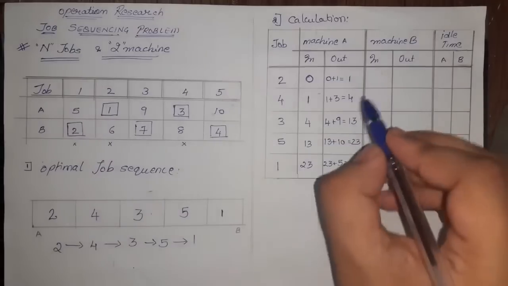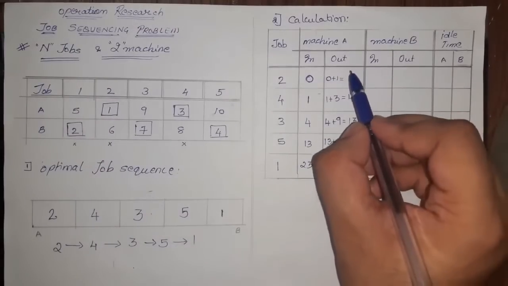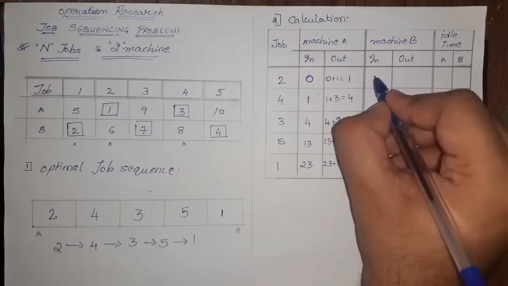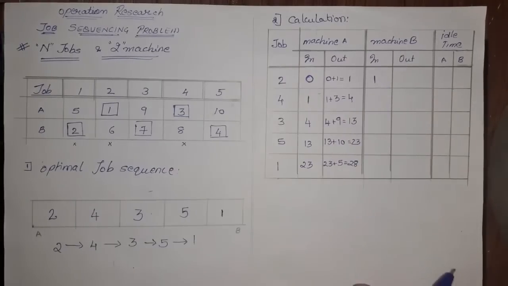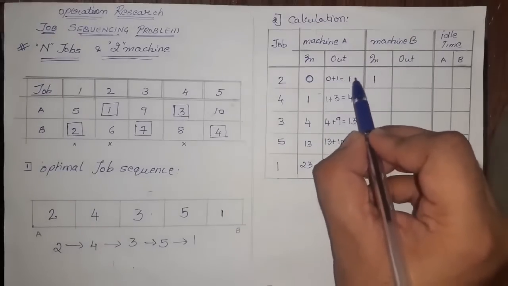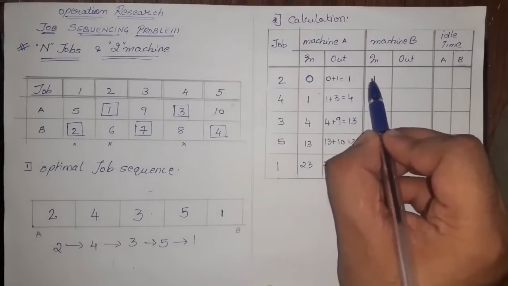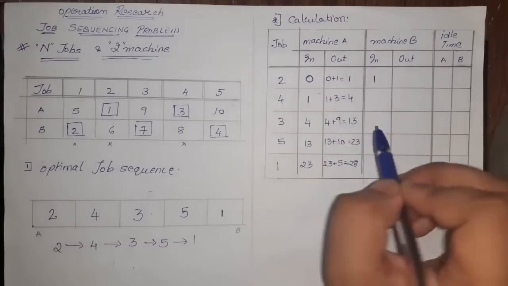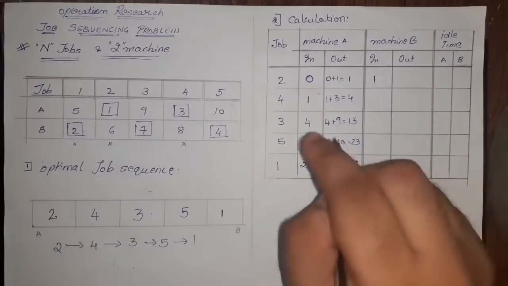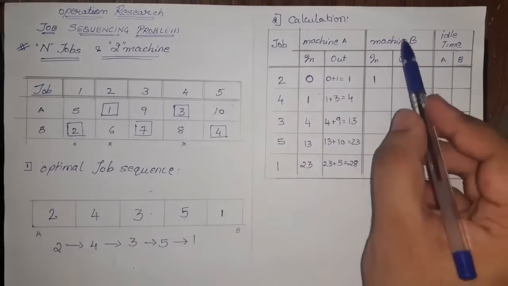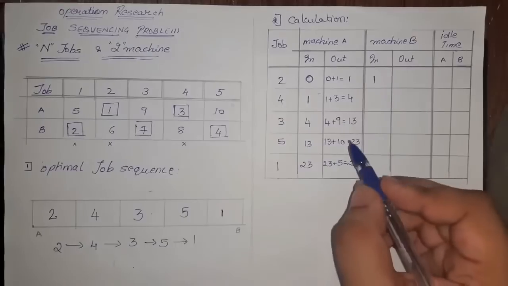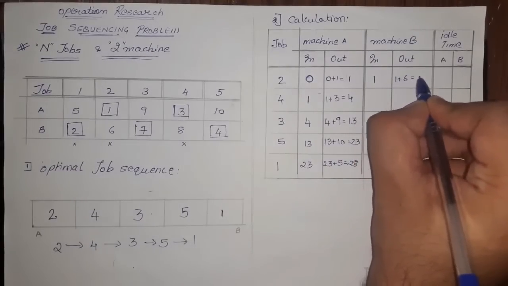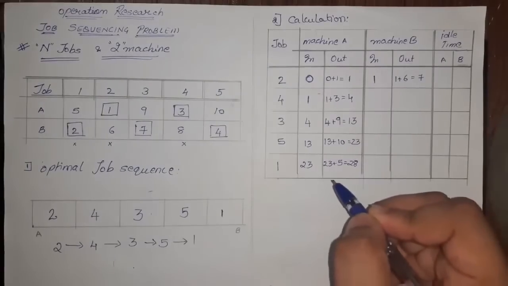Now let's see how to start the second machine. Always remember, first machine first out time will be equal to the in time for the second machine. So whatever is the out time under your first machine, that will become your in time for the second machine. And now we have to follow almost similar procedure, but we just have to be careful in one point that we'll see. Okay, machine B under job 2 has taken 6 hours. So the out time will be 1 plus 6, which is equal to 7.